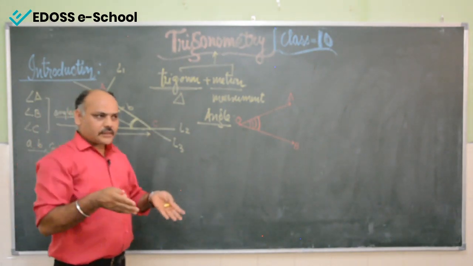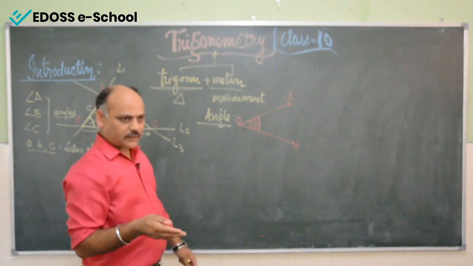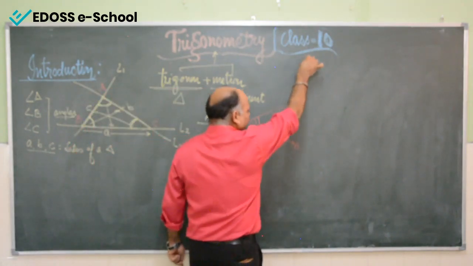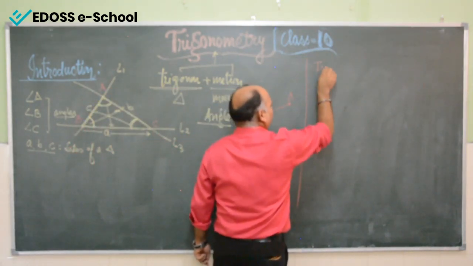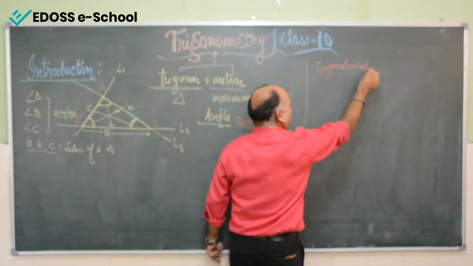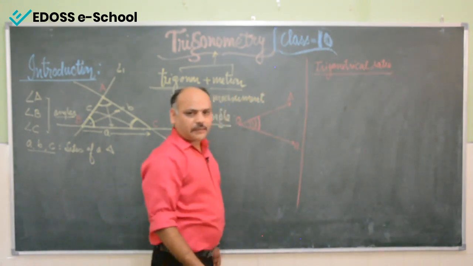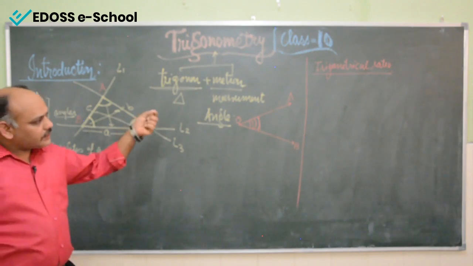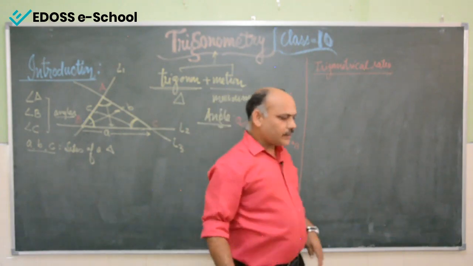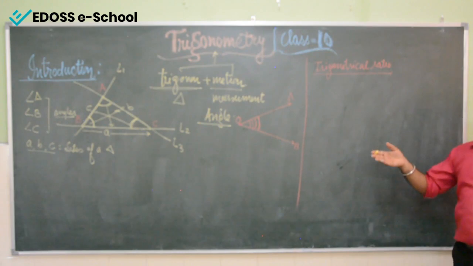Okay, now we will define the trigonometrical ratios. The second topic is the trigonometrical ratio. When I am talking about the trigonometrical ratio, it is a ratio of sides or a ratio of an angle. Suppose I am making a right angle triangle, because it is valid for the right angle triangle.